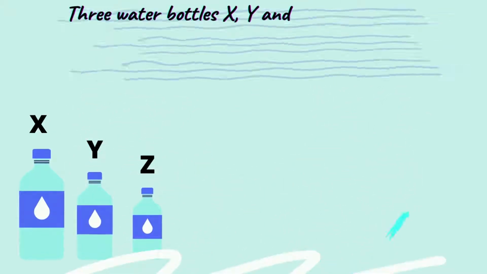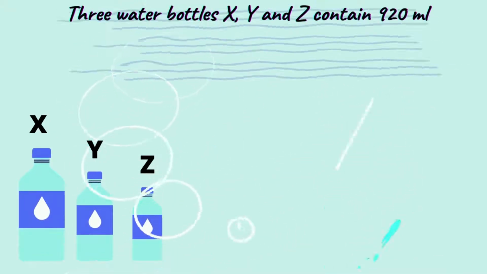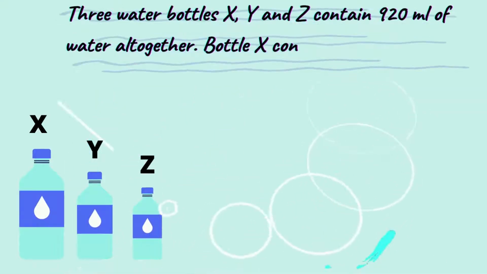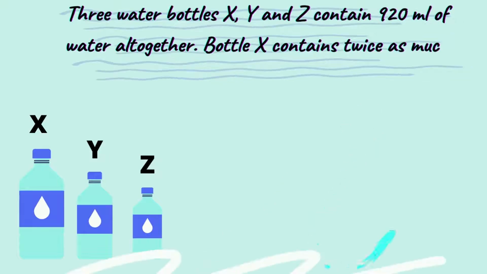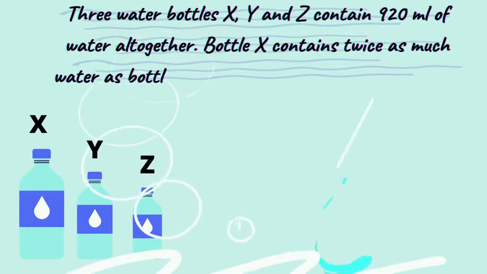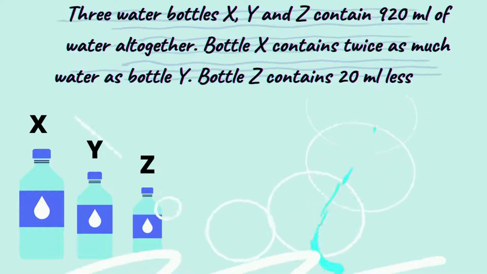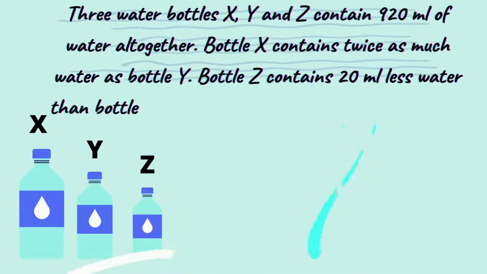3 water bottles X, Y, and Z contain 920 ml of water altogether. Bottle X contains twice as much water as bottle Y. Bottle Z contains 20 ml less water than bottle X. How much quantity of water is there in bottle Z?